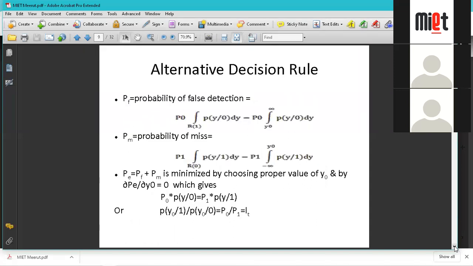Yes, please. So probability of false detection and probability of miss can be expressed in an easy way. And we know that the sum of these two will be the total probability of error. So what we do is we compute from here the total probability of error. And for minimization, we use the steepest descent method, right? And then try to minimize it. See what happens. Let's go to the next slide.